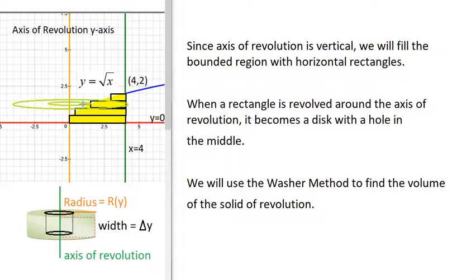And notice that when we revolve the disk corresponding to this rectangle right here around the y-axis, we get a hole in the middle. Since we have a hole in the middle, we will use what's called the washer method to find the volume of the solid of revolution. So this is what this disk looks like. You would have an outer radius and an inner radius for the hole.